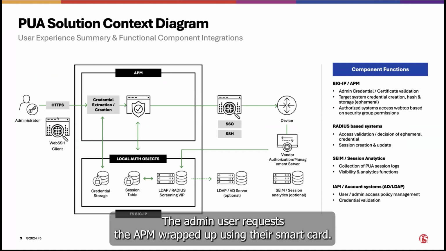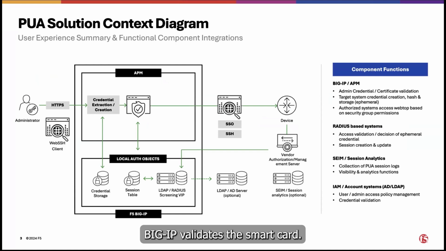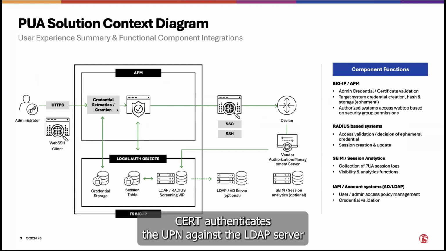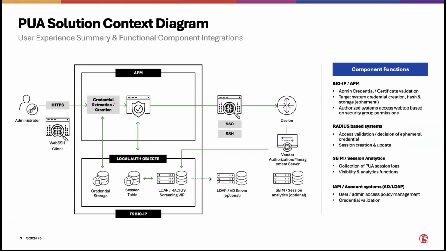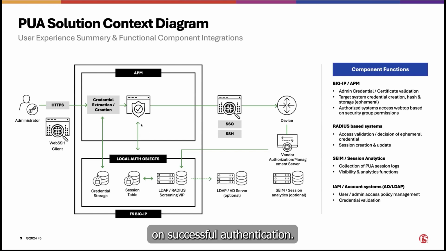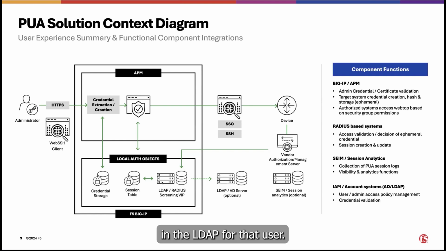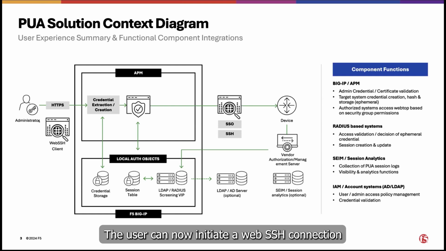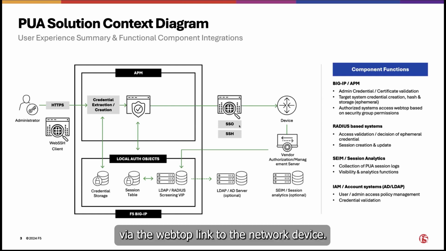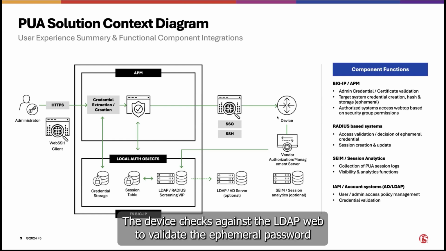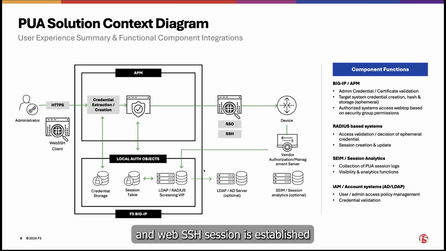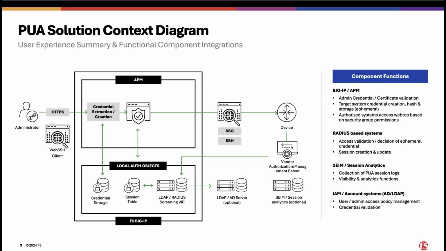The admin user requests the APM webtop using their smart card. BIG-IP validates the smart card cert, authenticates the UPN against the LDAP server. On successful authentication, the ephemeral password is configured in the LDAP for that user. The user can now initiate a web SSH connection via the webtop link to the network device. The device checks against the LDAP VIP to validate the ephemeral password, and a web SSH session is established.